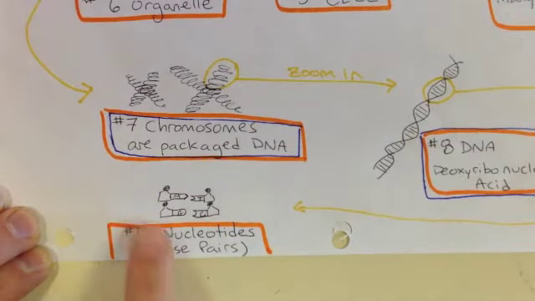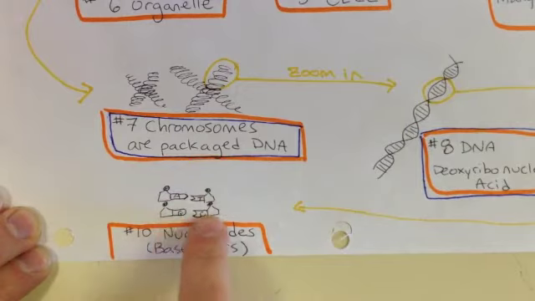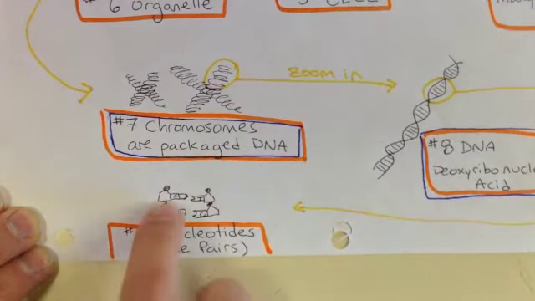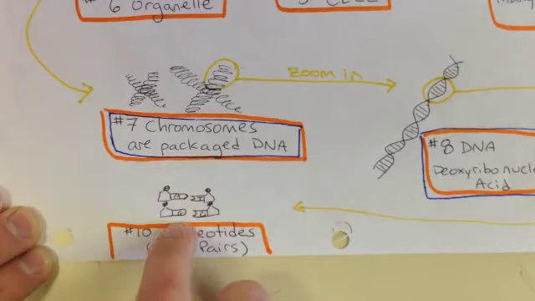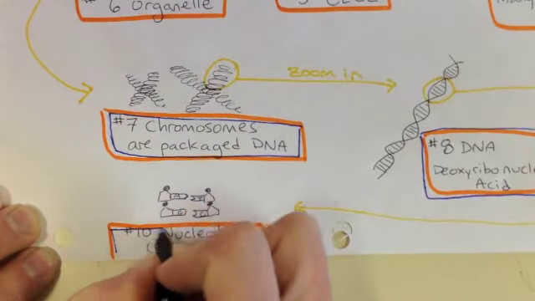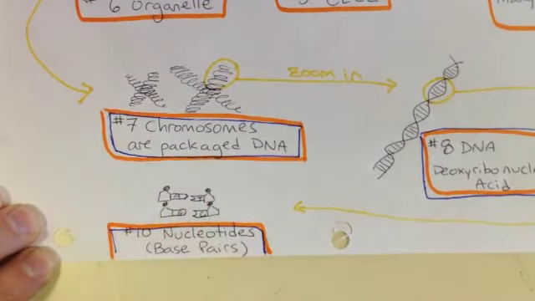And notice how A fits with T and C fits with G. They always go together. They chemically bond together. So you will never see the A pair up with C. That doesn't happen. It's always A with T and G with C. That's how the chemicals work. And so this is our last level of organization, number 10, nucleotides.